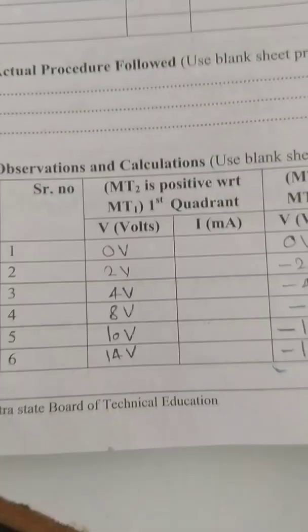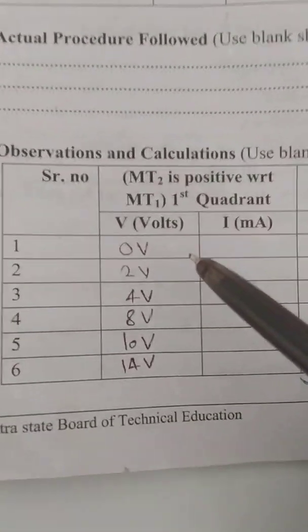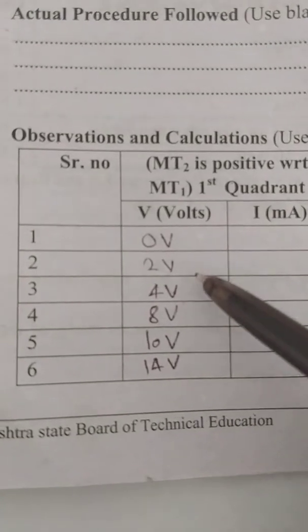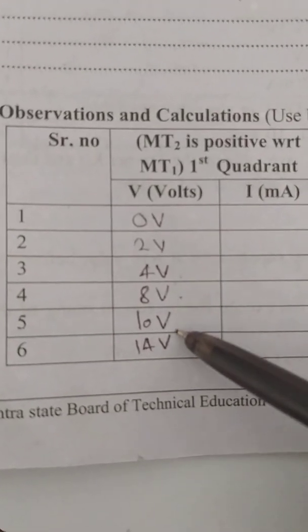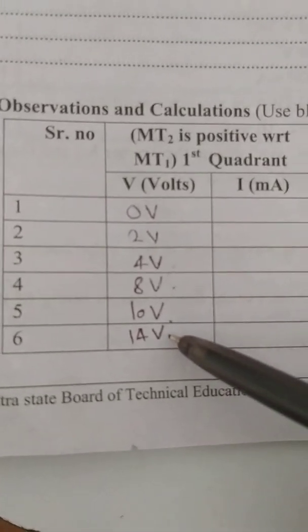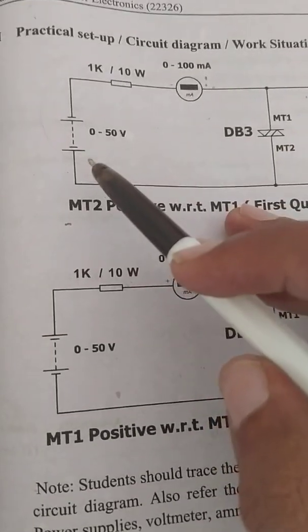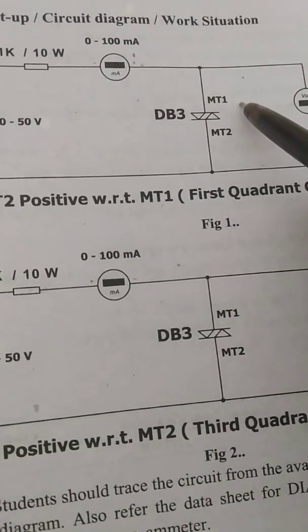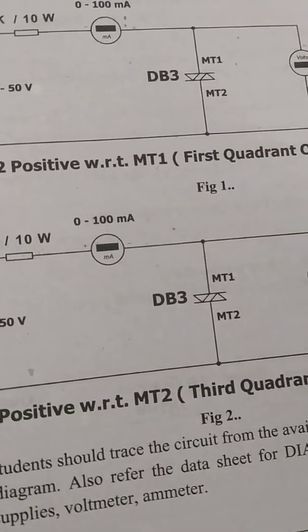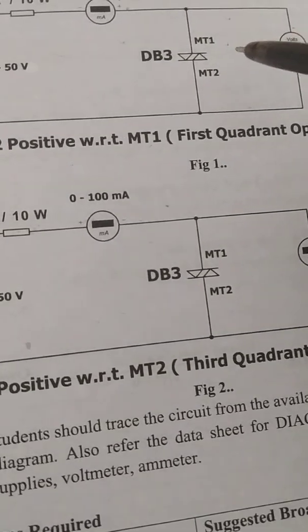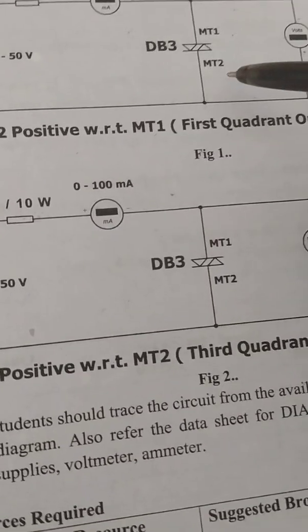So this can be tabulated as shown in the table. Voltage increases from 0 volt to 4, 8, 10 and 14 volt. Now in this case, the operation is in the first quadrant. It means this MT2 terminal is positive with respect to MT1. If we change the polarity of the terminals and measure the voltage, then we will get the reading in the third quadrant.